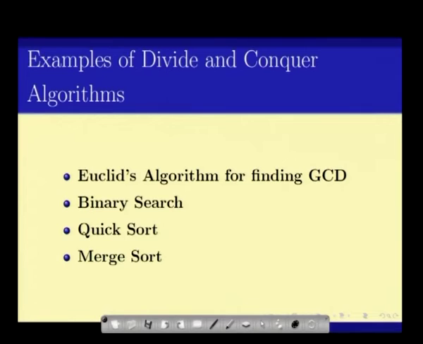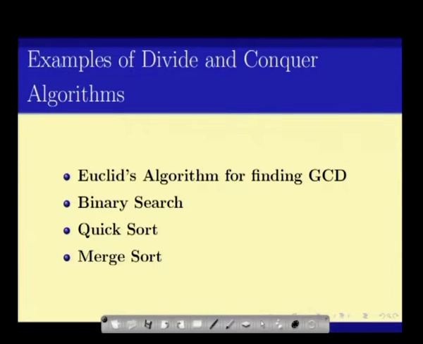Binary search was clearly a divide and conquer algorithm. We are looking for a particular element in a sorted list, and what we did was go to the middle element and ask whether the element is in the first half of the input or in the second half. Which half to search is determined by whether the element that we are searching for is smaller or greater than the middle element.